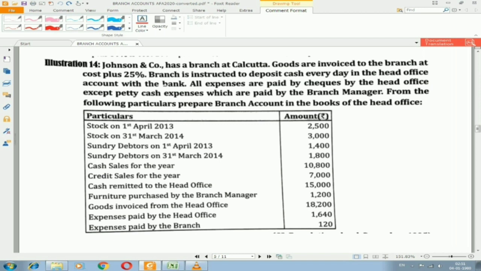So before starting the account, let us mark what information will be related to memorandum of debtors account. In the illustration you can see sundry debtors on 1st April 2013 is related to debtors account. Sundry debtors on 31st March 2014 is also related to debtors account, and also credit sales for the year. Apart from that, in the illustration we don't have any information related to debtors account. So let us start with the solution.